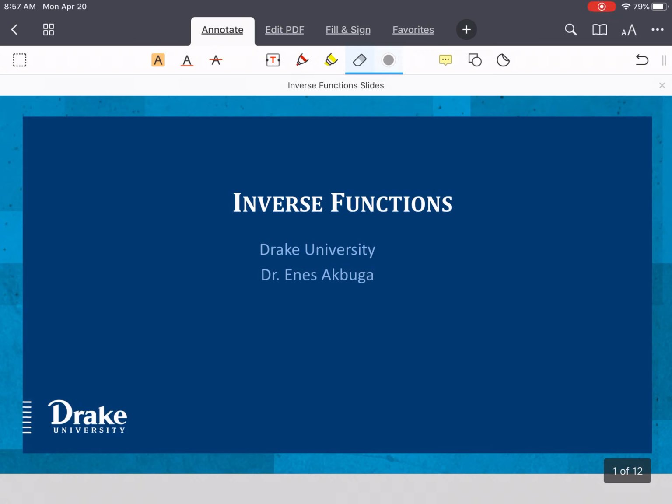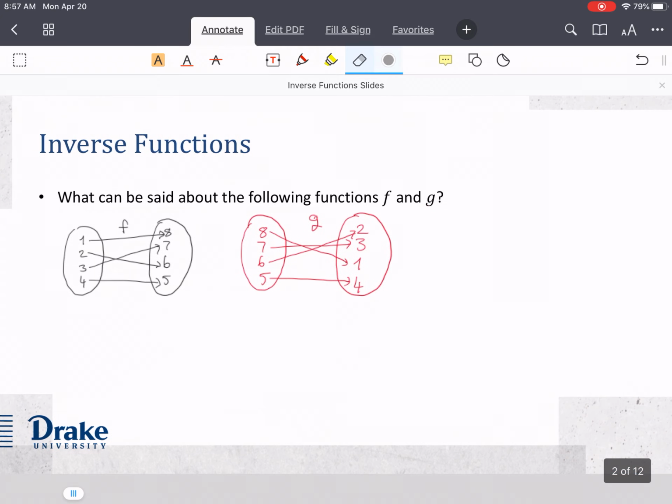In this video, I will be talking about inverse functions. Before starting, I would like to take a look at this example. What can be said about the following functions f and g?